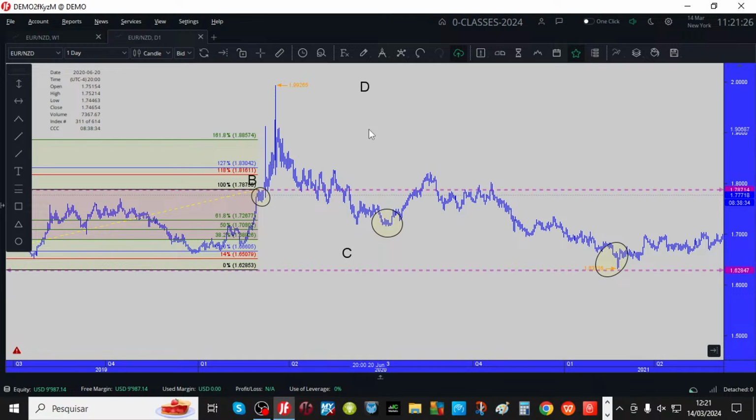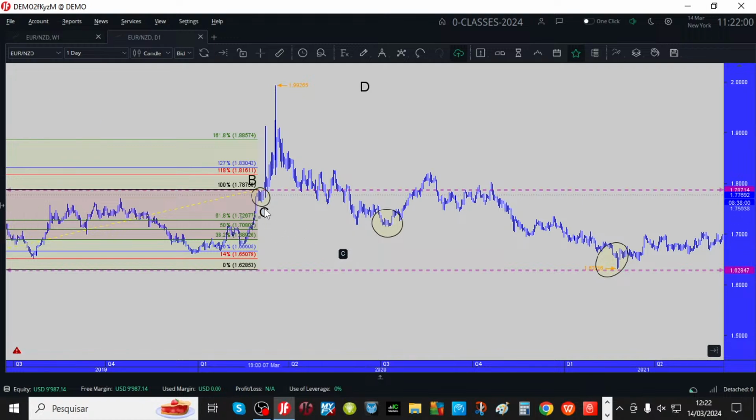Back in time, this was the chart. Which one is the C? Wrong answer. Wrong answer. Wrong answer. The first one is the C, everybody.